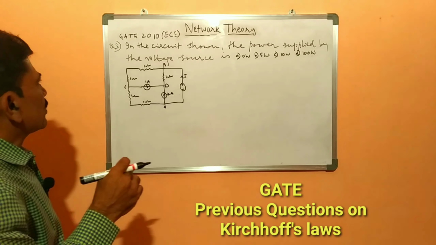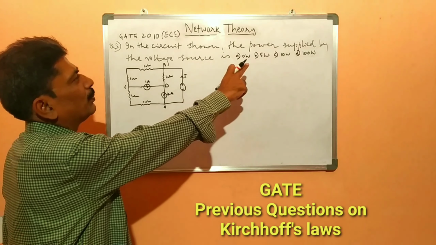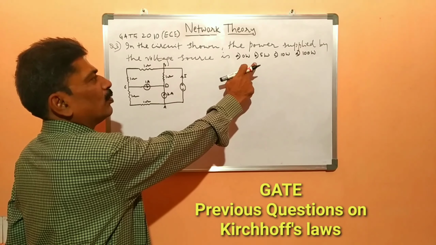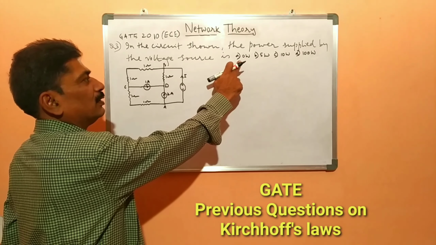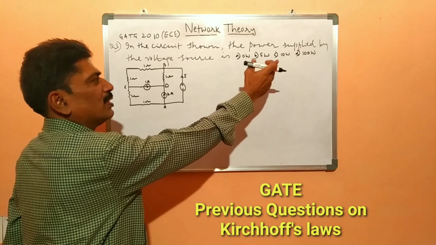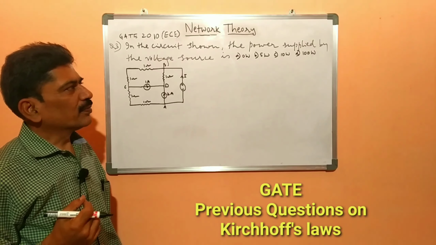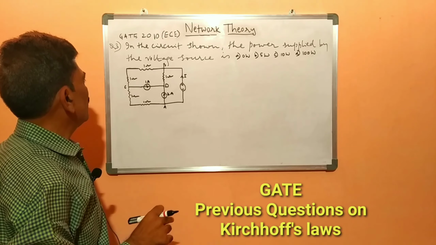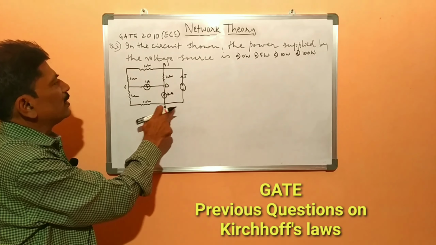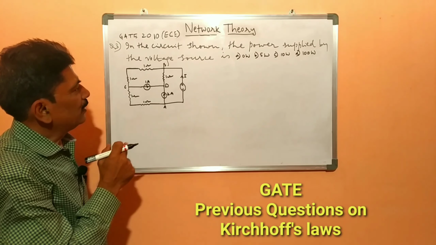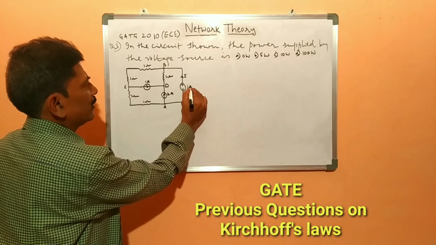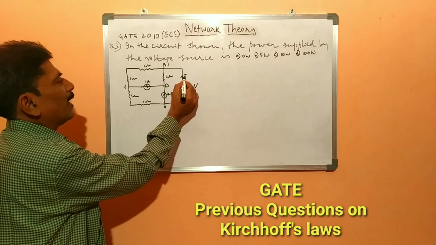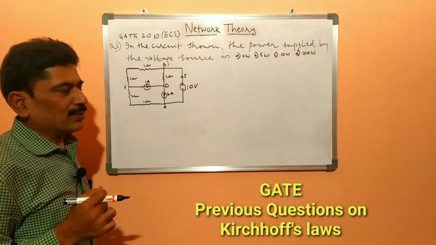Okay, next question. In the circuit shown, the power supplied by the voltage source is: 0 watts, 5 watts, 10 watts, or 100 watts. Let us find out now which one is the right answer. This is the circuit given and the battery is a 10 volts battery.